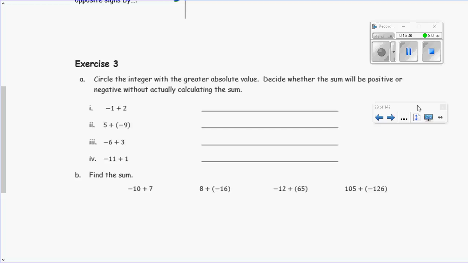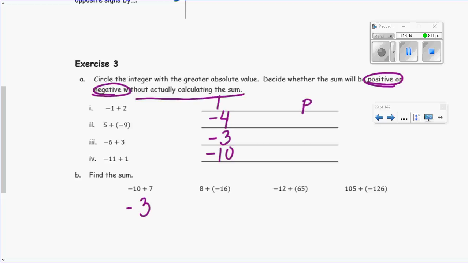Pause it. If you didn't pause it now, this is the part where you learn: did you actually figure out how to do these? Okay, if you're watching, you better have written down all 8 of these answers. Let's see how you did. 1, -4, -3, -10, -3. Oh, I'm so sorry. This one says determine if it's positive or negative without actually calculating the sum. So this one is positive, negative, negative, negative.